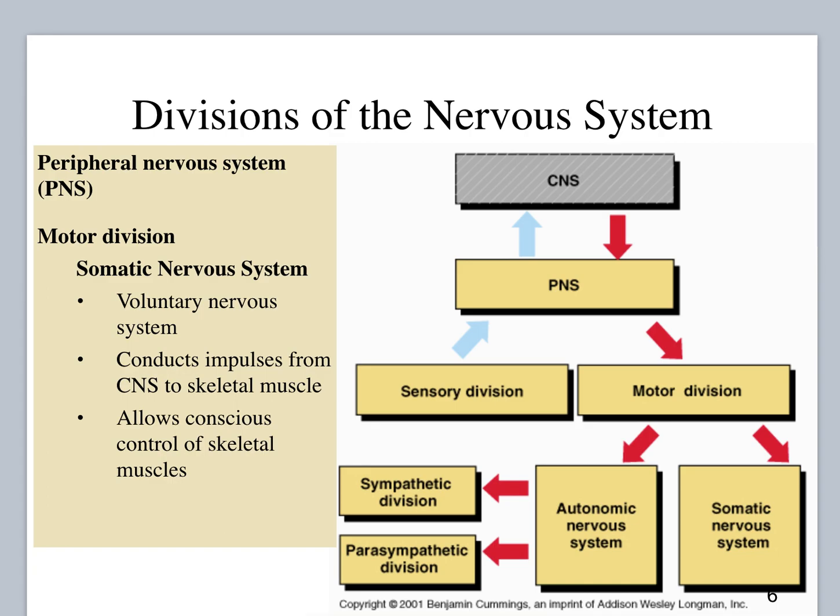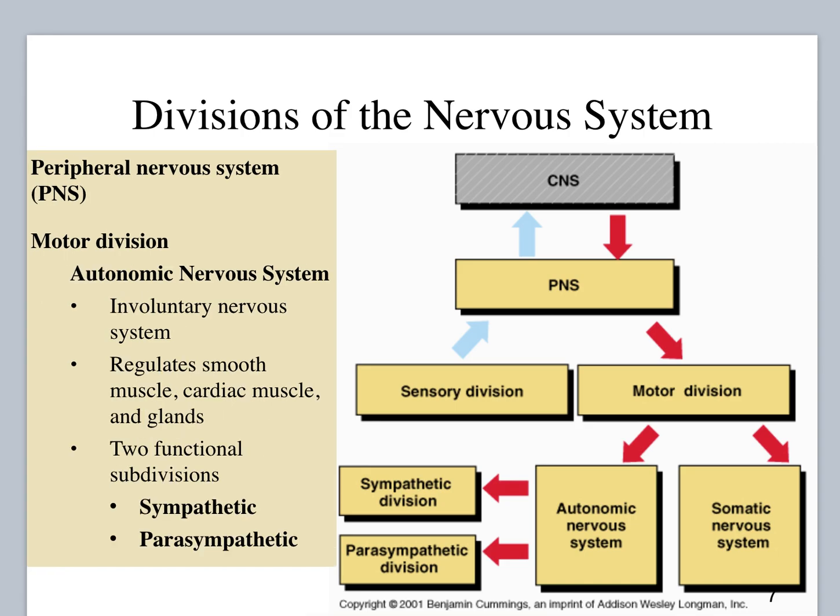The motor division is divided into somatic and autonomic nervous system. The somatic nervous system is basically the voluntary skeletal muscle system. These are the motor neurons that control the skeletal muscles. These are all voluntary control and under conscious control.